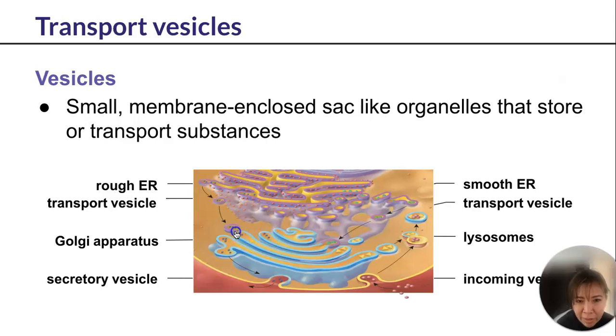It can bud off, and eventually, my pen is off, sorry. Eventually, it can break off and form its own little vesicle. Oh, so we can see that happening here. So we can actually break off, and then you have these vesicles that can then be used to transport things. It can transport things to outside the cell. It can transport things to different parts of the cell. And so one of the places that it can transport to is the lysosome.